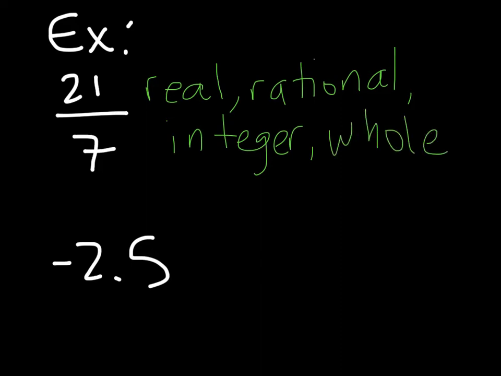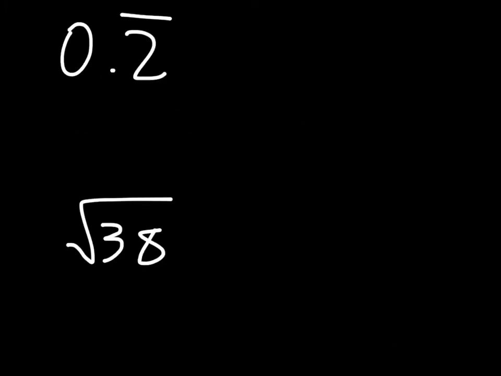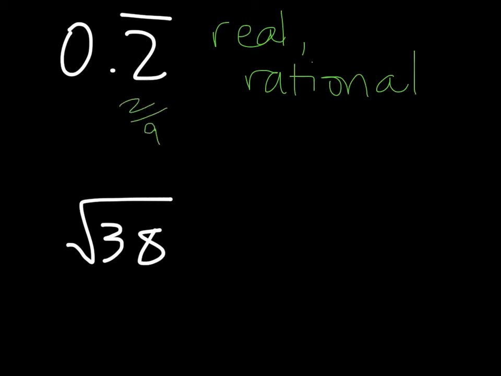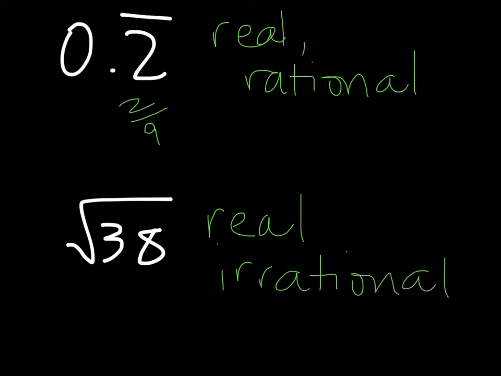When I think about negative 2.5, I say, well, it's real and it's rational because it can be written as negative 2.5 or negative 5/2. And then I say, is it an integer? No, because it has the decimal part. Okay, if I have 0.2 repeating, it's real. It's rational because I know that I can write that as a fraction, 2/9. An integer? No, because it has a decimal. The square root of 38 is real, but it is irrational because 38 is not a perfect square.